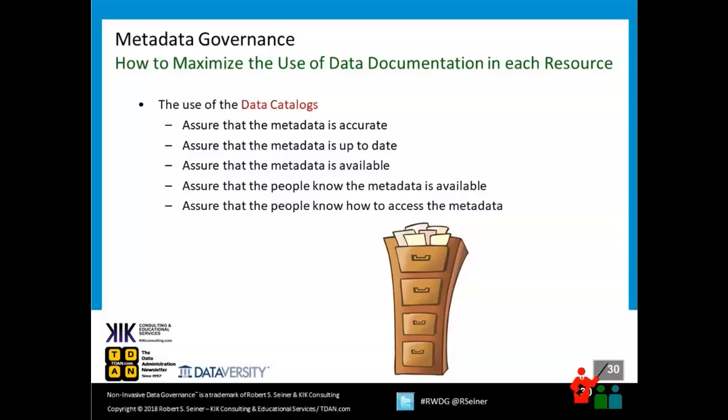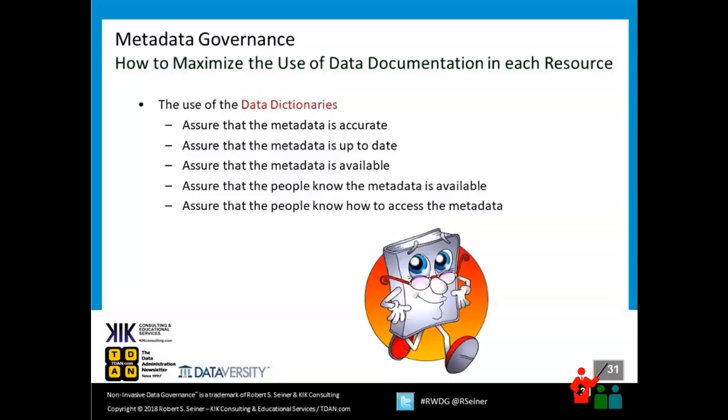So if we can assure all of those things, first of all, if they go to the metadata and find that it's not accurate or it's not up to date or it's difficult to get a hold of, the chances that they're going to utilize that resource are going to be diminished significantly. So we want to make certain that if we're going to try to maximize the data documentation, we do that by making certain that the metadata is accurate, up to date, and available. And again, going back to the communications, we need to make certain that we're communicating with the people in the organization what metadata is available, how they can get access to it, and what value it will bring to them in their part of the organization.